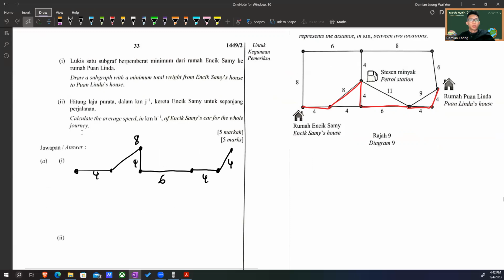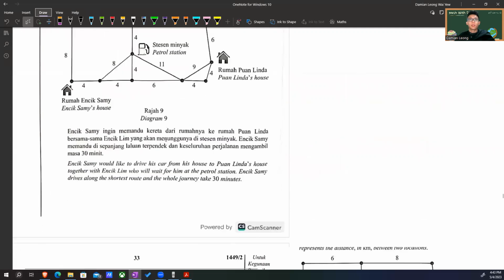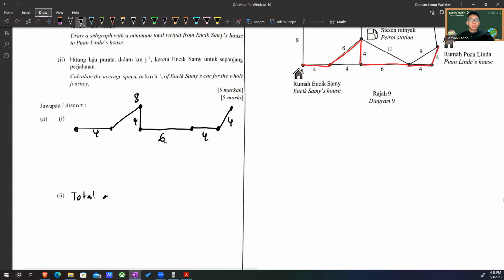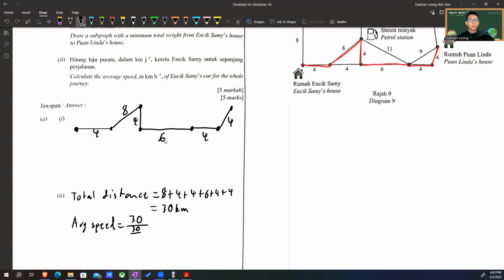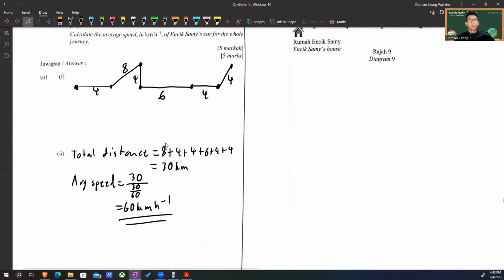Next, the average speed in km per hour of Encik Sami's house for the whole journey. Actually, they say it takes 30 minutes. What I have is the distance. So let's find the total distance first, which is 8 plus 4 plus 6 plus 4 plus 4. That is 30 km. So average speed in km per hour is 30 km divided by the number of hours. 30 minutes changed to hours, so divide by 60. So it's 60 km per hour. Okay, that's for A2.